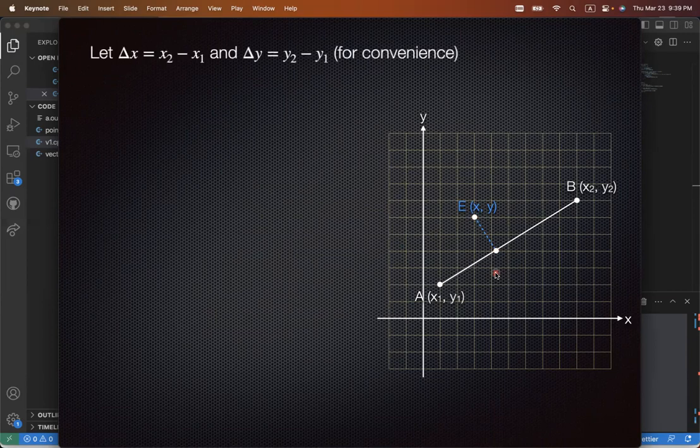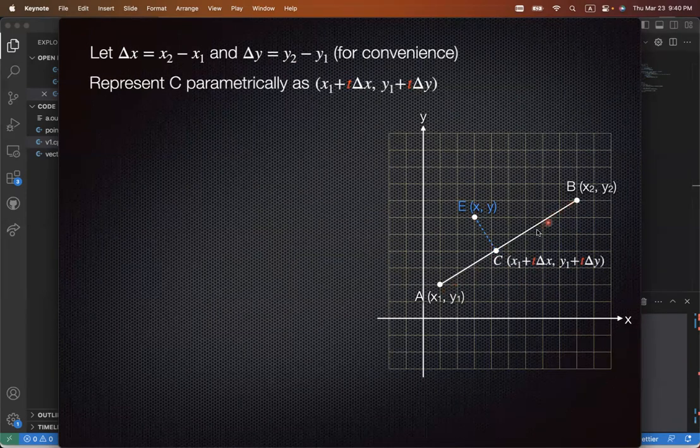How do we do that? Well, before we do that, for convenience sake, we want to let delta x be the change in x coordinates, x2 minus x1, and then delta y is y2 minus y1. Okay, so delta x is basically this horizontal distance, and delta y is the vertical distance here. And then point C is very important here. Okay, point C is the nearest point to E from the line segment AB. And one thing you would necessarily know is that EC must be perpendicular to AB, right? For C to be the closest point, line EC must be perpendicular to AB.